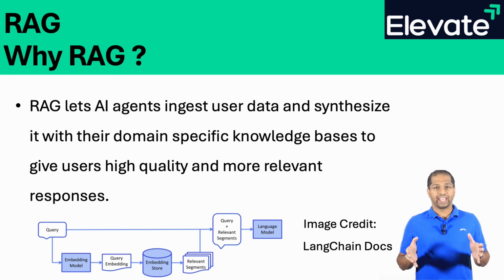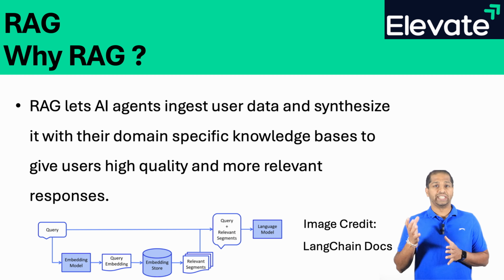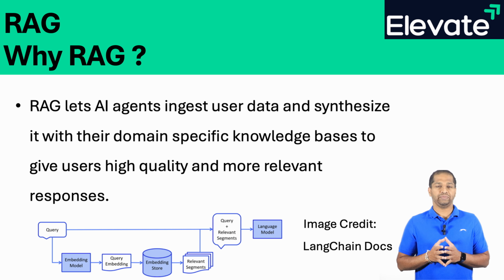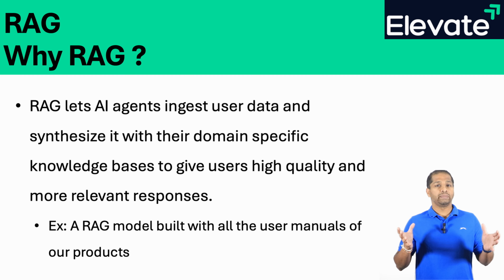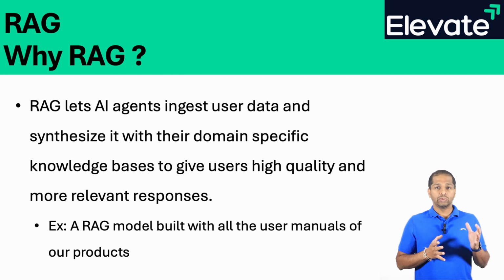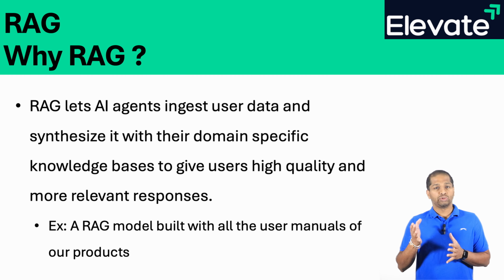RAG lets AI agents ingest user data and synthesize it with their domain-specific knowledge bases to give users high quality and more relevant responses. For example, we can build a RAG model with all the user manuals of our products, so our customer chat agent can find a more tailored solution using those manuals to our clients' problems.